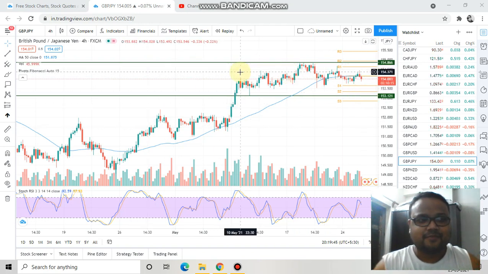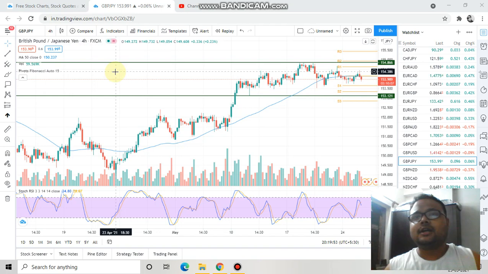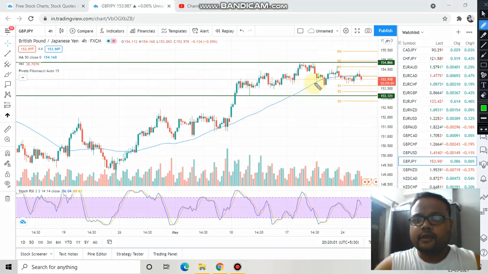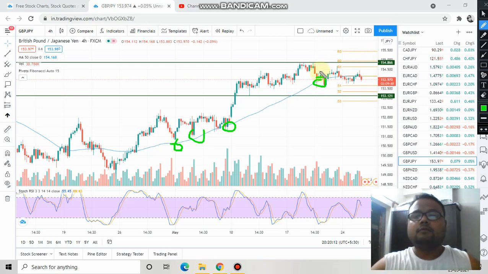So let's get started. This is the chart of GBP JPY, and as you can see I am in the 4 hours time frame. If we just look at the chart, there is no denial that the market is in an uptrend, and more or less the market was taking support at the 50 moving average. On multiple occasions we saw that the market took support at the 50 moving average, and right now the market is still struggling to hold the support, still trying to respect the 50 moving average as the support.